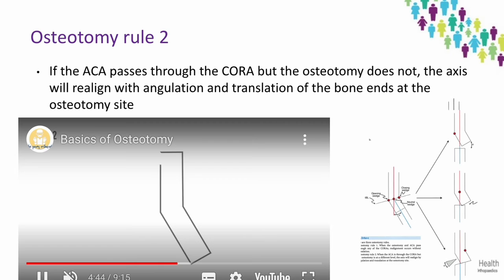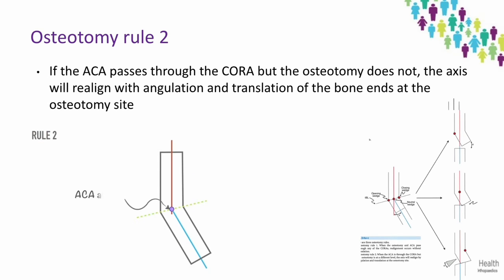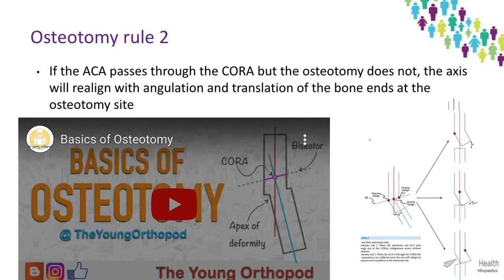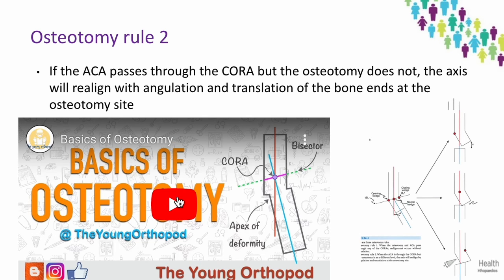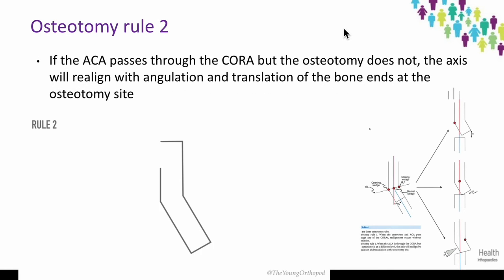Rule number 2. If the ACA passes through the CORA, but the osteotomy does not, then the axis will realign with angulation and translation of the bone ends at the osteotomy site. So I'll just play that once more. So there's the bisector line and the ACA, which is at the CORA, but the osteotomy is performed distal, and this leads to angulation and translation.